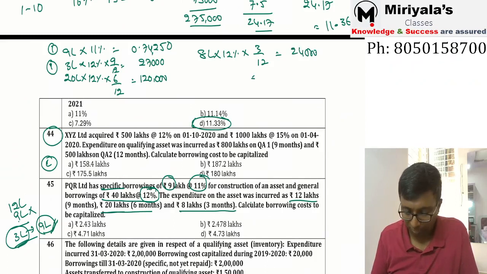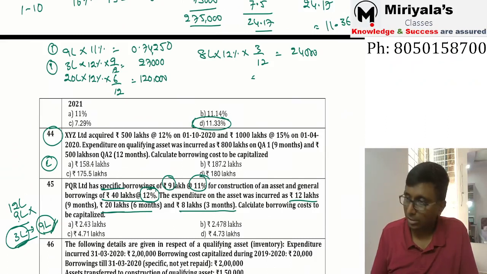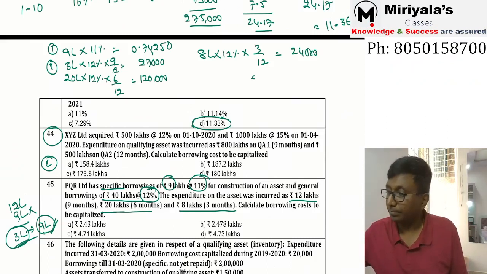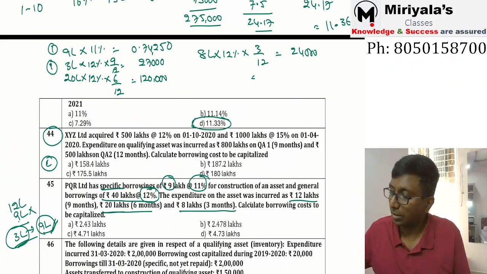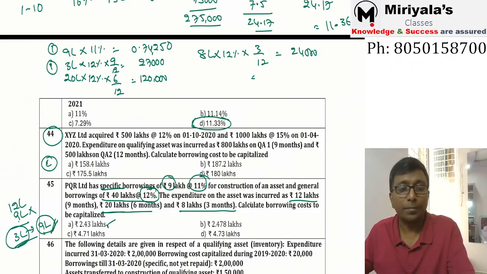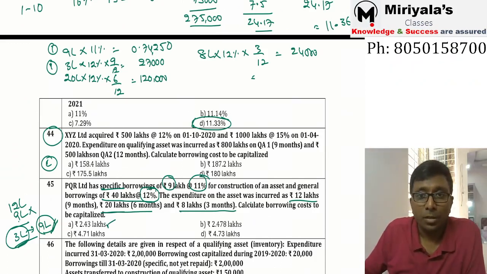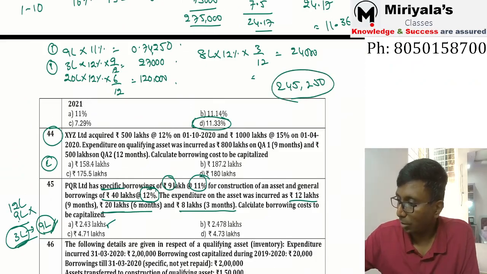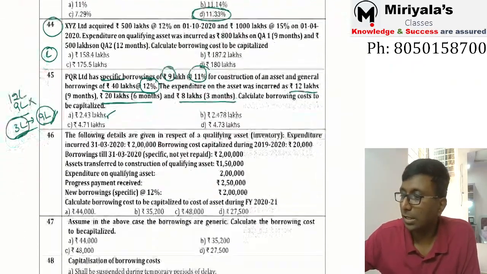So the total amount: 74,250 is one number, 27,000 is another number, 1,20,000 is one more number, plus 24,000 is the next number. The total is 2,45,250. I can take it. Let me check with the answer also. 45th question, perfectly alright. The total amount, 2,45,250, is the answer coming. That is the correct answer.